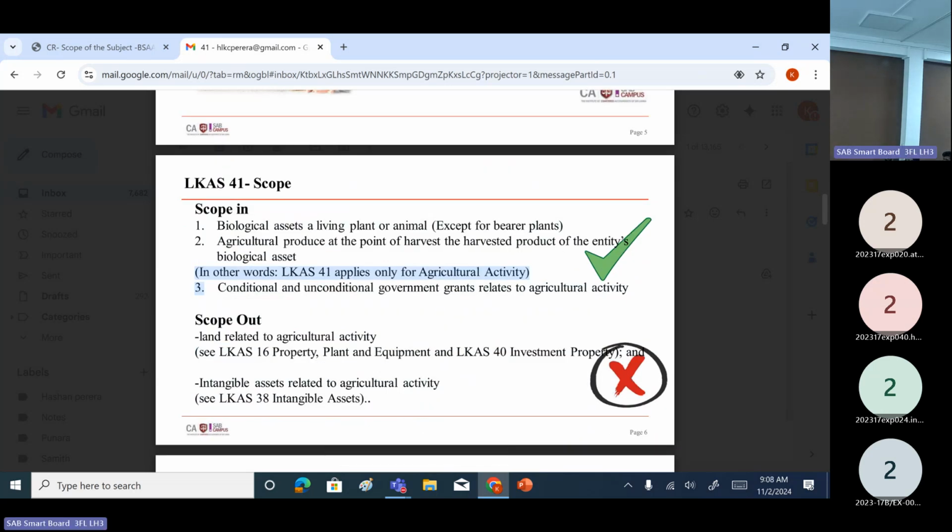Typically, biological assets, agricultural produce, and agriculture-related government grants. Biological assets, the living plant or animal. Agricultural produce at the point of harvest, the harvested product of the entity's biological asset. And conditional and unconditional government grants related to agricultural activity. These are the 3 things we are going to learn in biological assets.